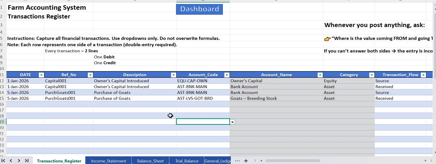Now in this particular video, we are going to look at how to record an expense. And to kill two birds with one stone, we are going to handle a multi-dimensional type of expense. We are going to use feed as the example. The purchase and the procurement of feed for our goats is what we are going to use as the example here.